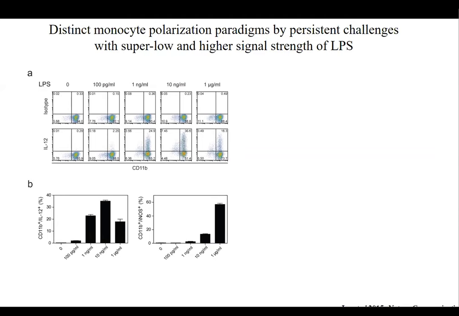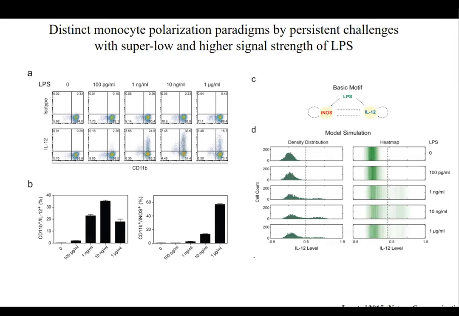We believe the reason is that within every single cell, there's a fundamental motif. There are two mutually competitive motifs within every cell, and depending upon the concentration of the LPS, we can shift the balance from one state to the other.